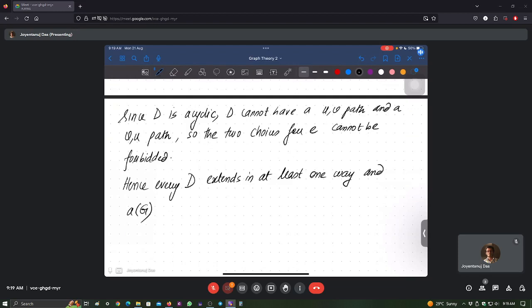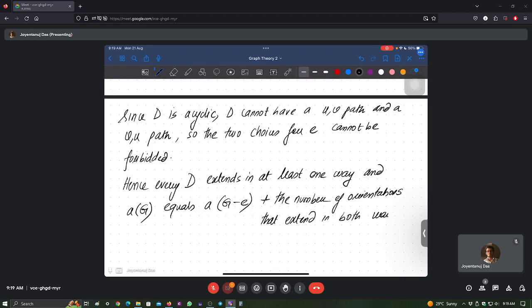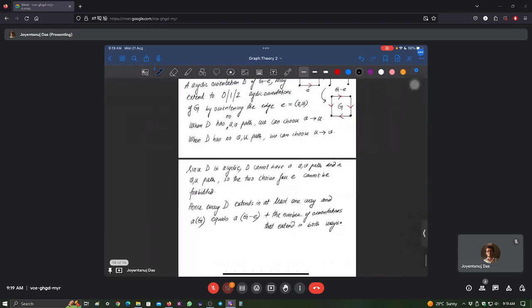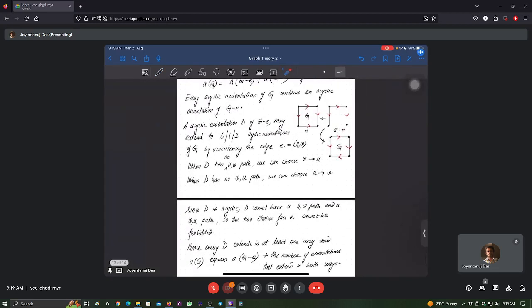and A of G equals A of G minus E plus the number of orientations that extend in both ways, right? So what we did is we first observed that any acyclic orientation from G minus E, I can extend either 0, 1 or 2 ways, right? But now we first show that 0 is not possible. At least 1 we can always do.